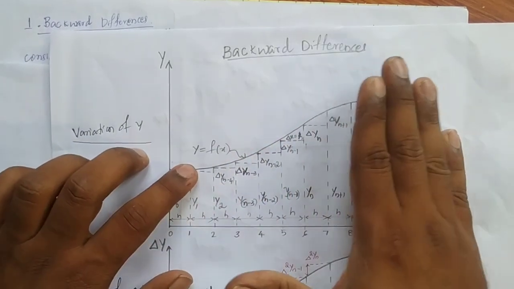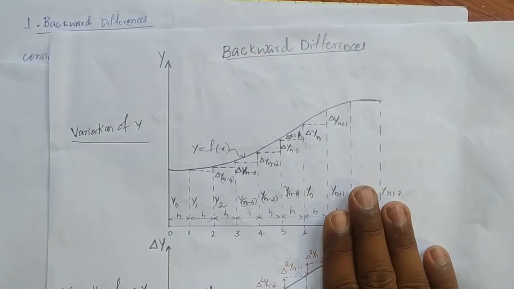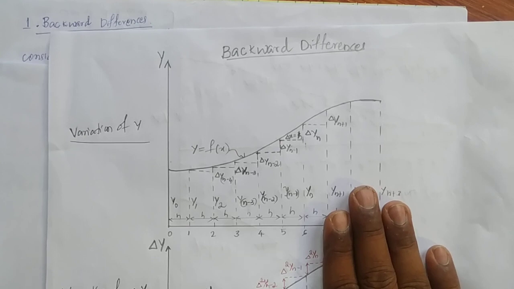In the second order difference, what you will be doing is, we will be having a delta y value, delta yn minus 1, delta yn minus 2, delta yn minus 3, okay? So those values we will have. So the difference of those will give you the second order difference.